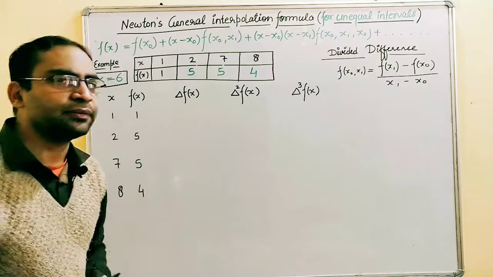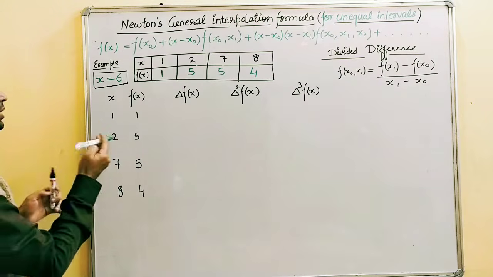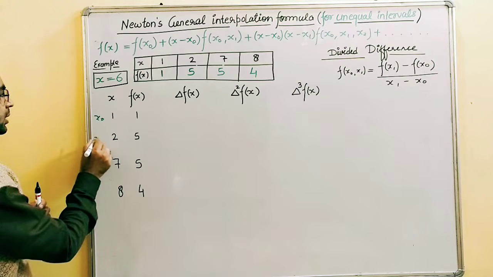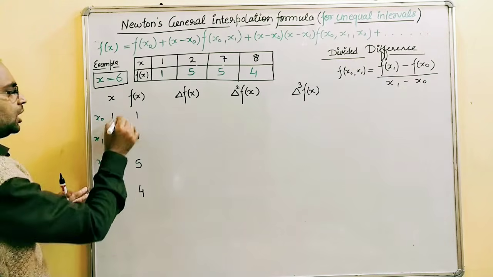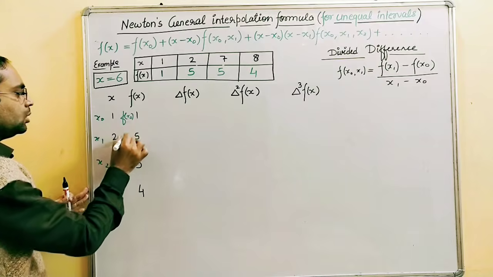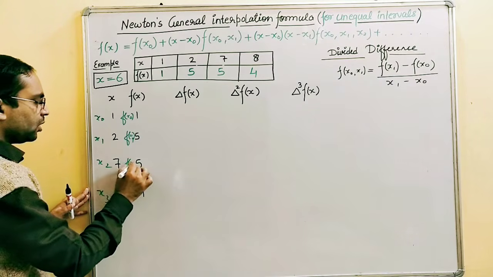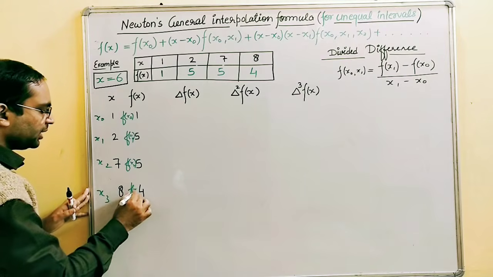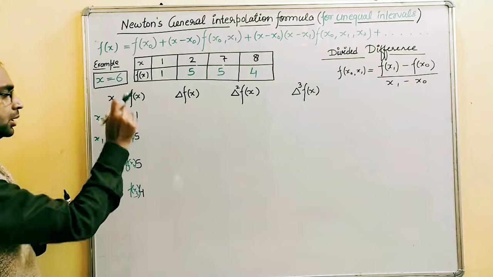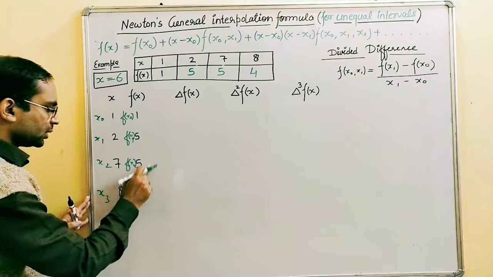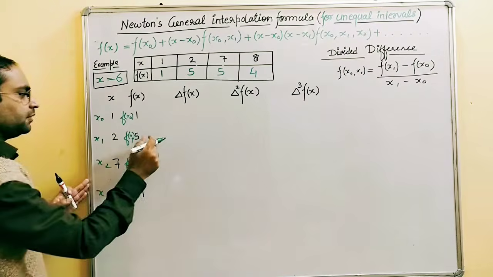So we'll create the divided difference table. Let us consider that this is x0, this is x1, this is x2 and this is x3. Then this 1 will be f of x0, this 5 will be f of x1, this 5 will be f of x2, and this 4 will be f of x3. Now let's calculate the divided difference here.